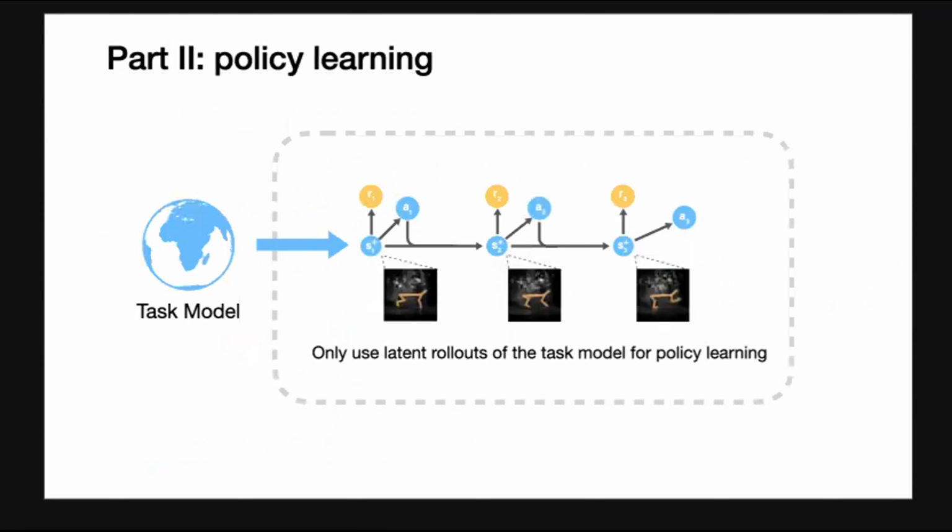During policy learning, only the task model is used to generate imaginary rollouts. We simply imagine rollouts from the task model and train the policy through the actor-critic algorithm over the imaginary rollouts. Note that the distractor model is never used for model-based rollouts.